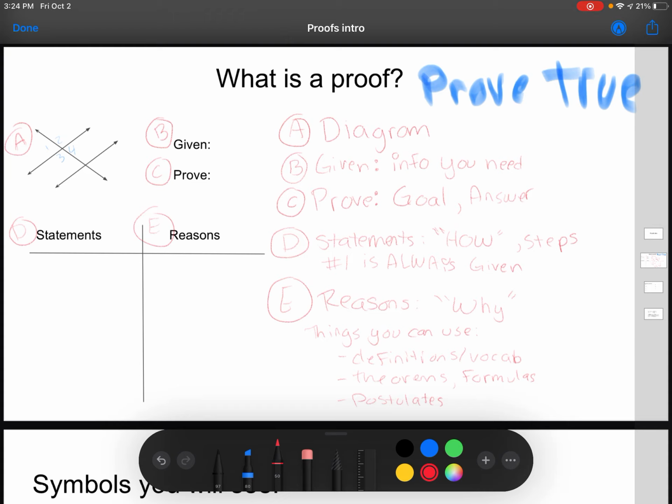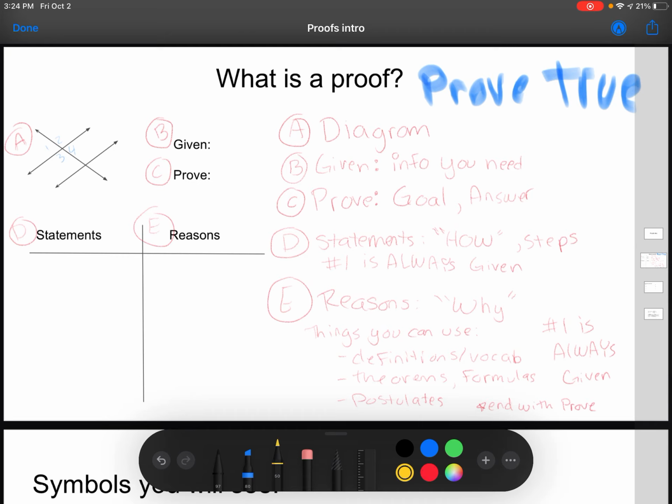Just like the statements, number one is always given. You always start with the given, and you always end with the proof. Because that's your goal. So your goal is to end up at the proof.